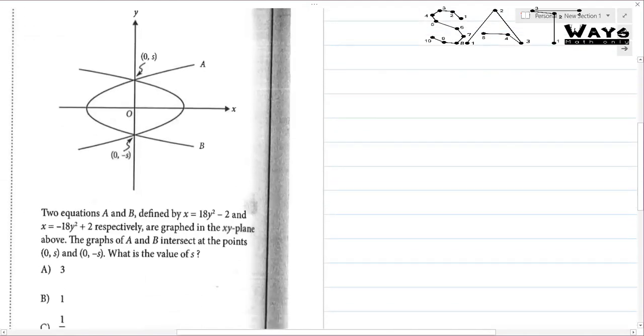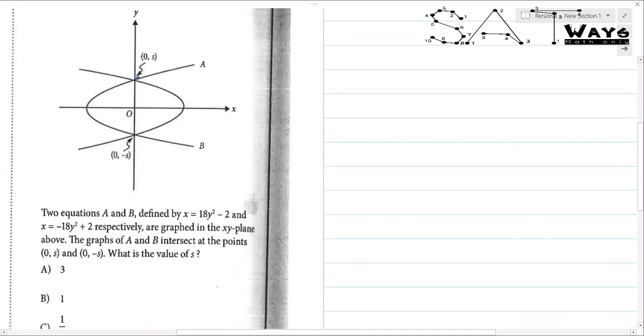Two equations, A and B, defined by x equals 18y squared minus 2 and x equals negative 18y squared plus 2, respectively, are graphed in the xy plane. The graphs of A and B intersect at points (0, S) and (0, negative S). What is the value of S?